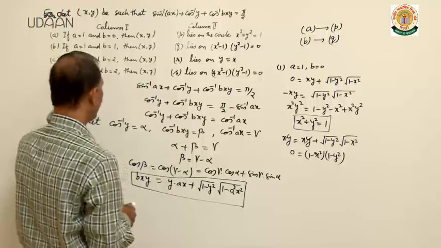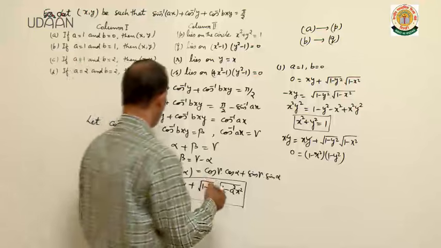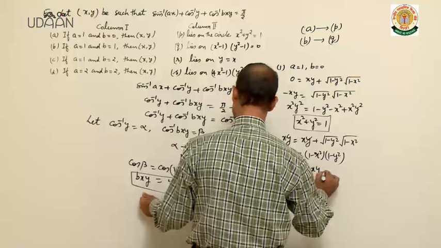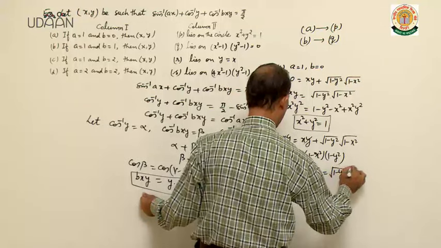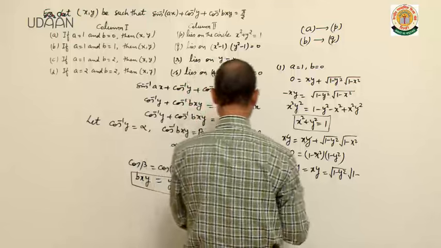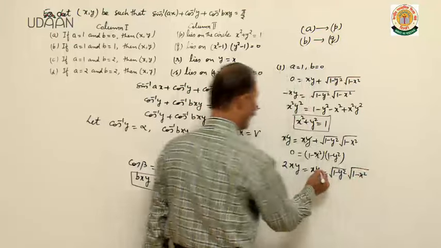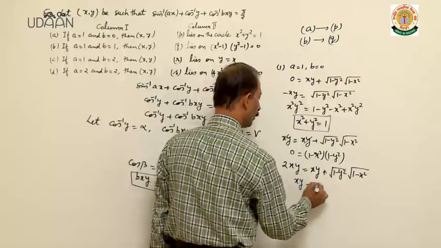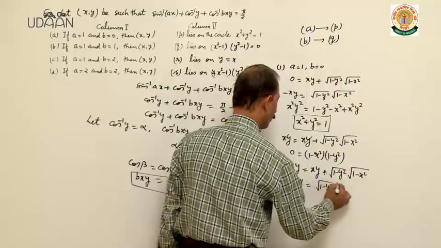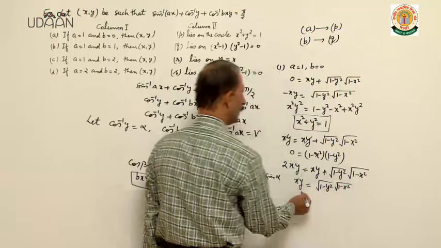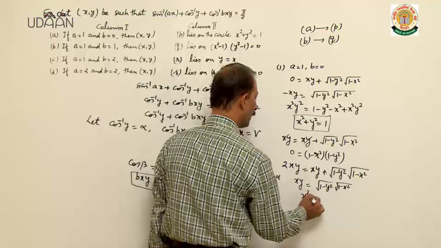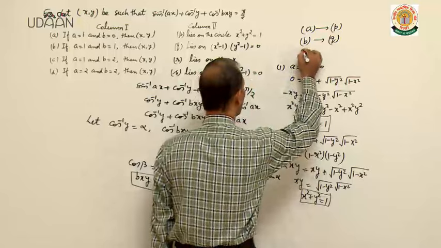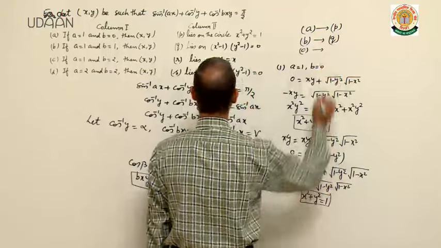For the third one, a is 1 and b is 2. I am taking a is 1 and b is 2. So we are getting root 1 minus y square into root 1 minus x square. a is 1, so we will get this much. Transfer xy to this side, so we will get xy equal to root 1 minus y square into root 1 minus x square. If you simplify further, you will get x square plus y square is equal to 1. So for the third option also, the first one, P is the correct one.